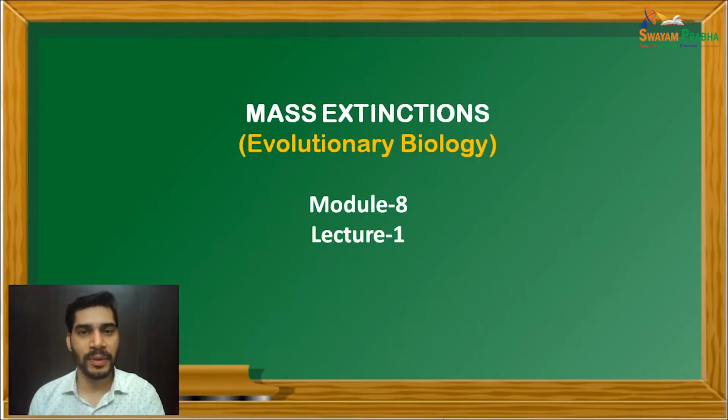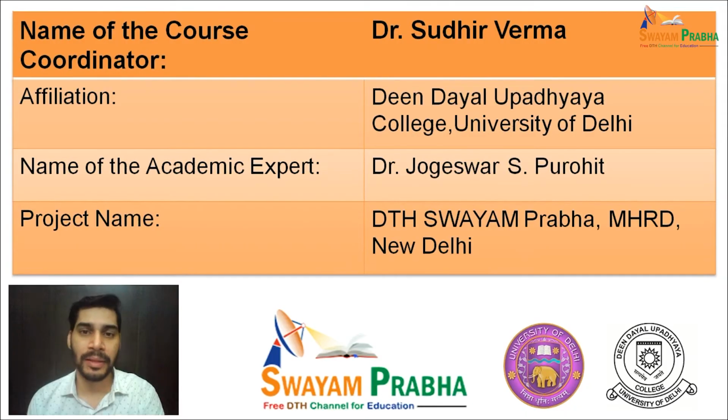Hello learners, today we are going to discuss mass extinctions. This is the 8th module from the paper Evolutionary Biology, where we are going to discuss the various extinction events that have taken place so far on our Earth. Particularly, we will talk about mass extinctions, but besides that, we'll also talk about background extinction events and the global extinction events. I'm Dr. Sudhir Verma, working as Assistant Professor in the Department of Zoology, Deen Dayal Upadhyay College, University of Delhi.